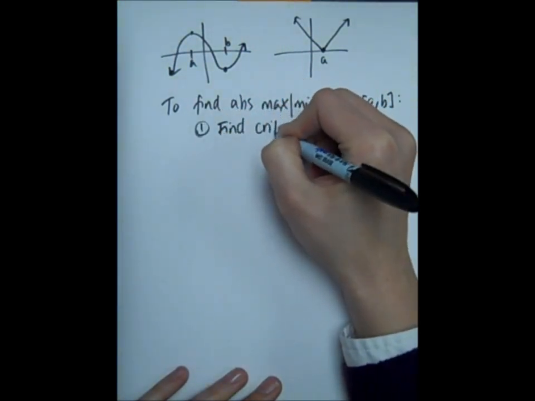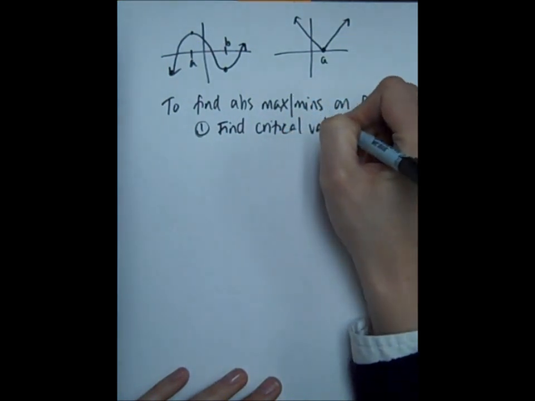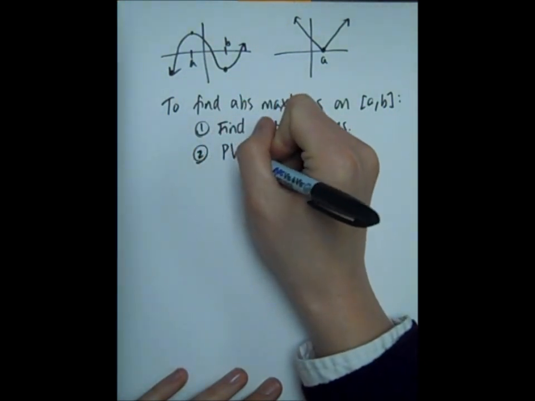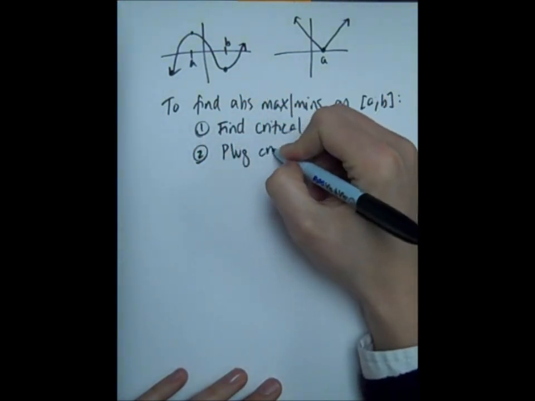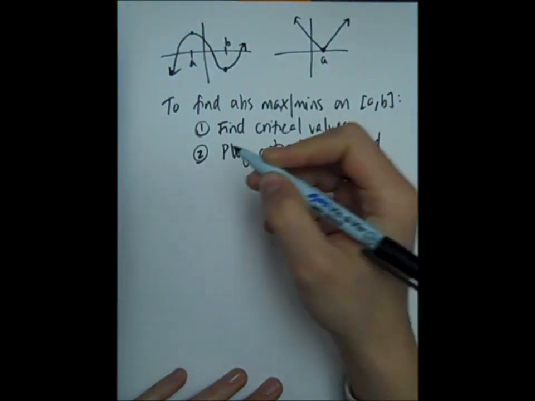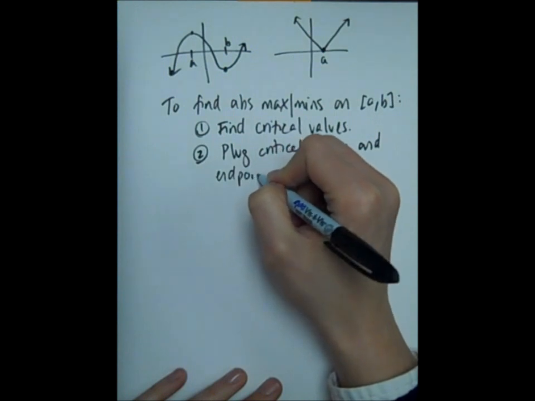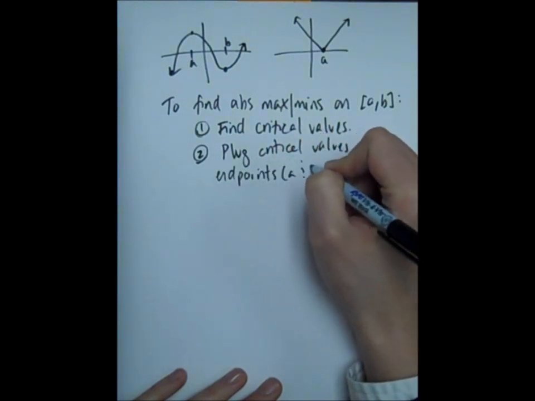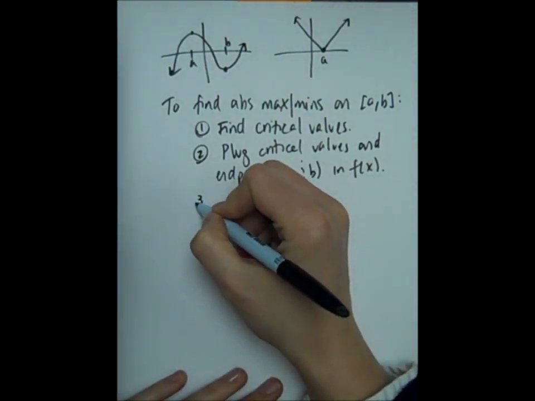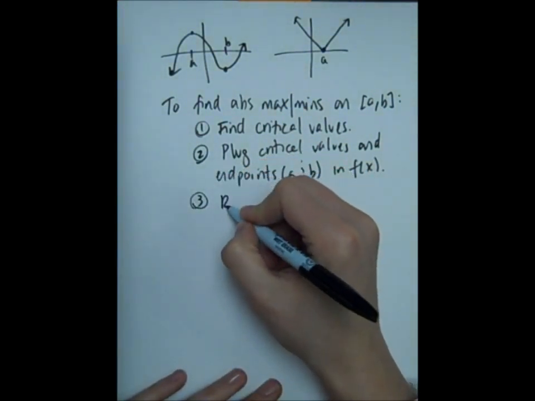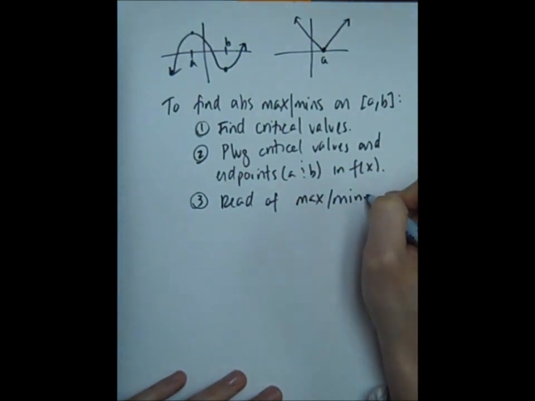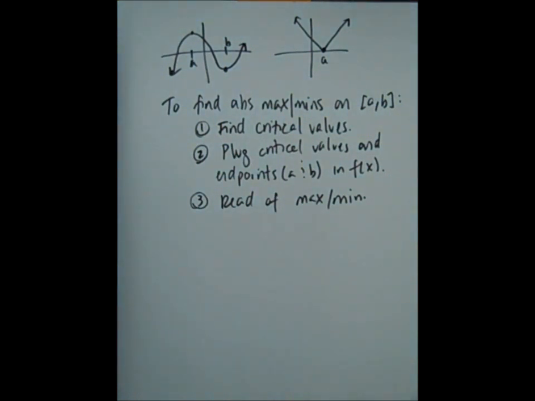Find critical values. Then you're going to plug the critical values and the endpoints, the endpoints here were a and b, into f of x. Thirdly, you're going to read off the max and the min. Remember what I said at the very beginning, maximums and minimums are y values.